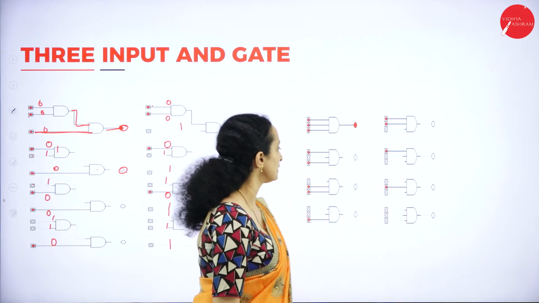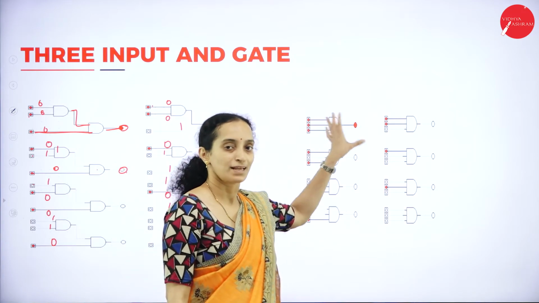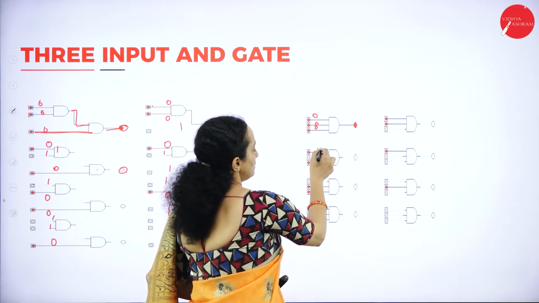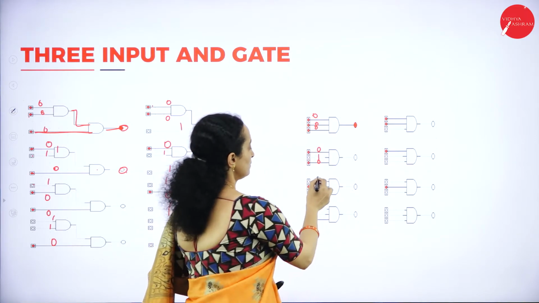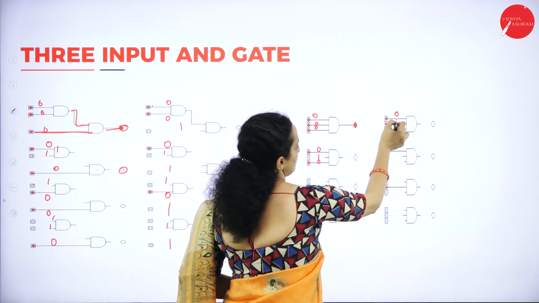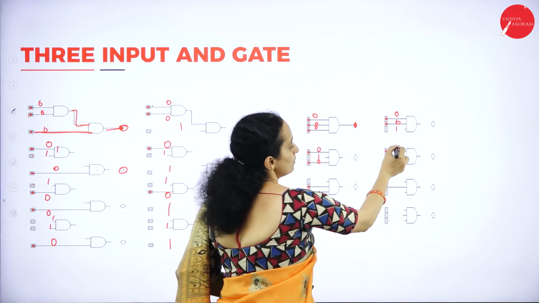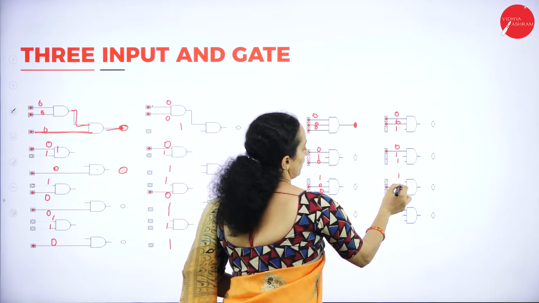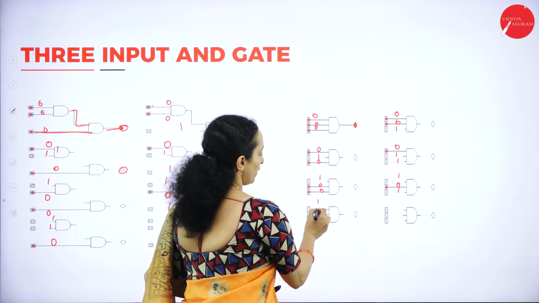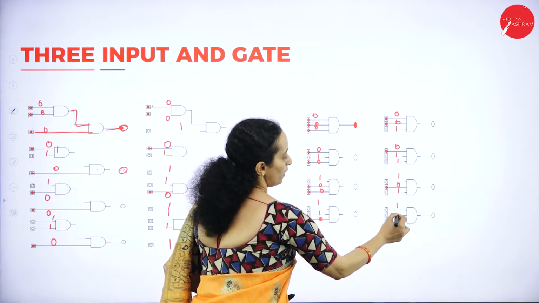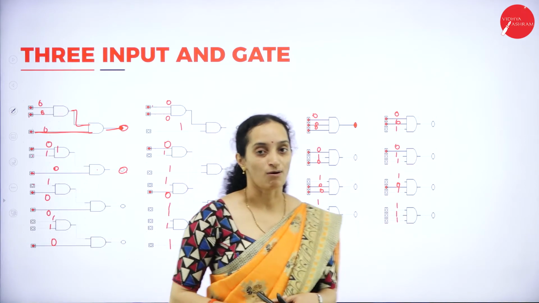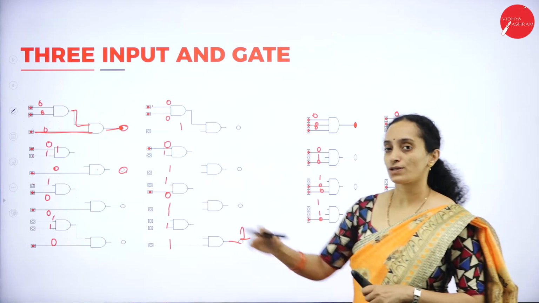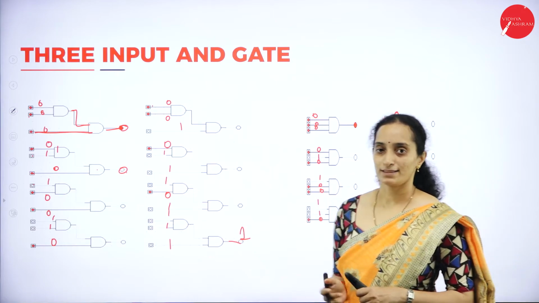The next thing is showing this in a single statement. Say 0, 0, 0, 0, 1, 0, 0, 0, 1, 0, 1, 0, 0, 1, 1, 1, 0, 0, 1, 0, 1, 1, 1, 0 and 1, 1, 1. So, different combinations of 3 inputs. Like this also you can represent, or you can use this representation.